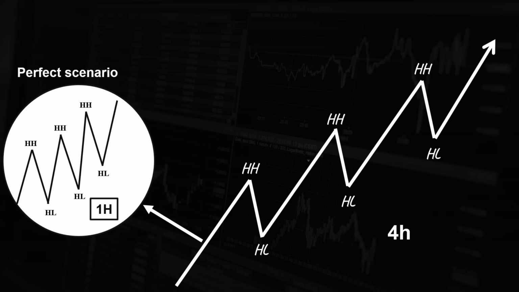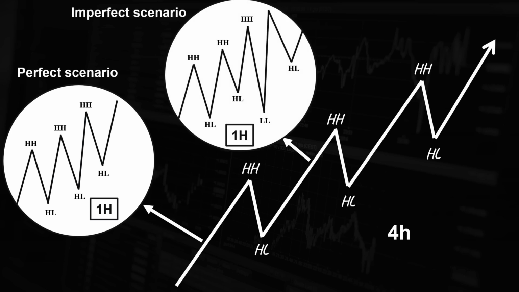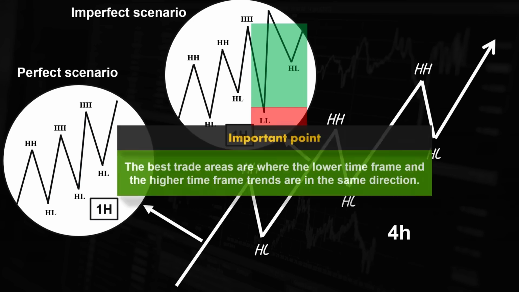However, in the imperfect scenario, the price will create fake breakouts before pushing to the upside to develop higher highs. When most traders see these fake breakouts, they assume that the price will reverse, and they go short in the supply zone, only to get stopped out. So, if you have in-depth knowledge of market structure, you will realize that since the higher time frame is in an obvious uptrend, you will avoid this move here, and instead you will find a demand zone and go with the dominant uptrend.